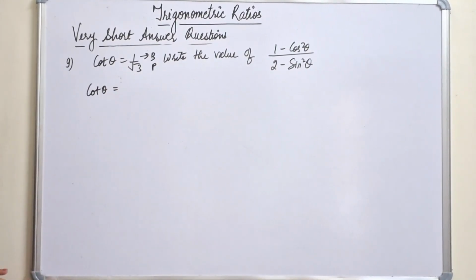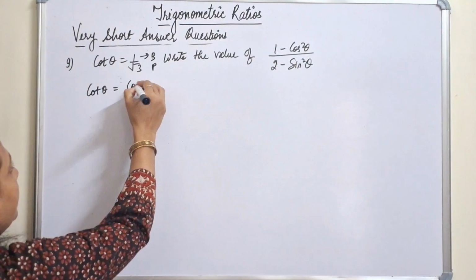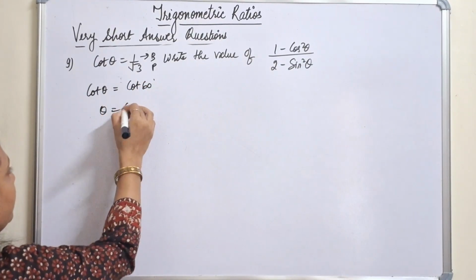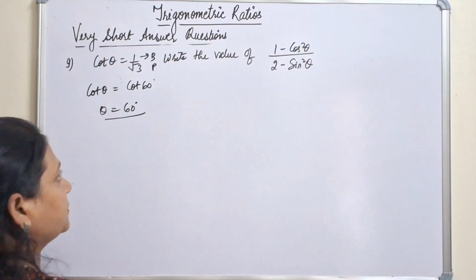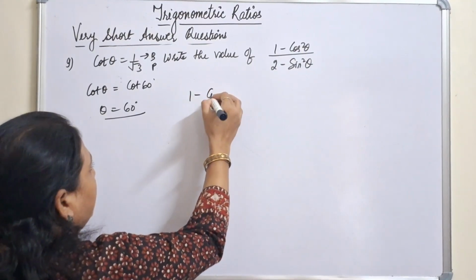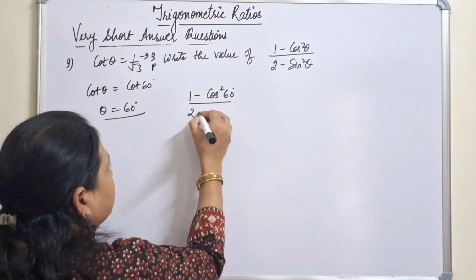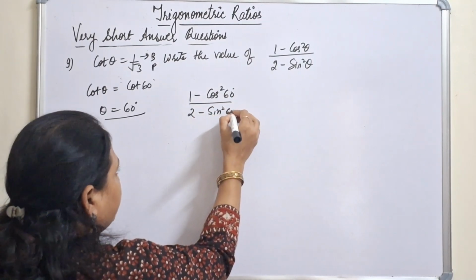Now this is one of the methods, and the second method is you have already learned the value of specific angles. So 1 upon root 3, the value in cot is 60. So the value of theta will be 60. Now substituting theta 60 degree at the place of theta in the given expression, we will get the answer.